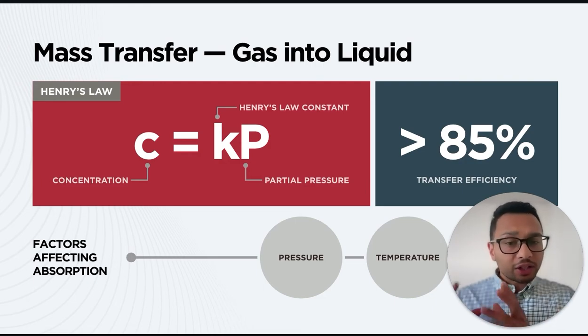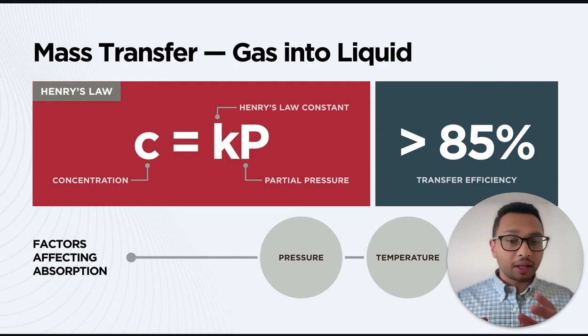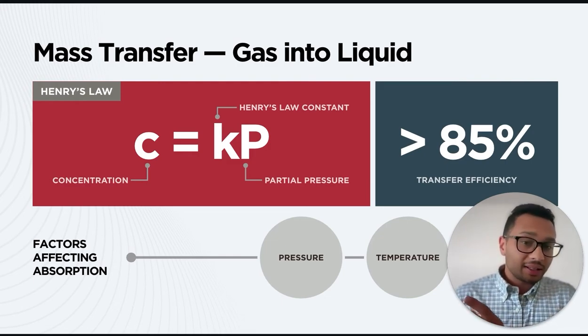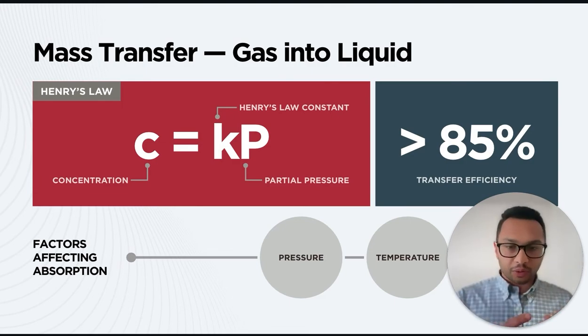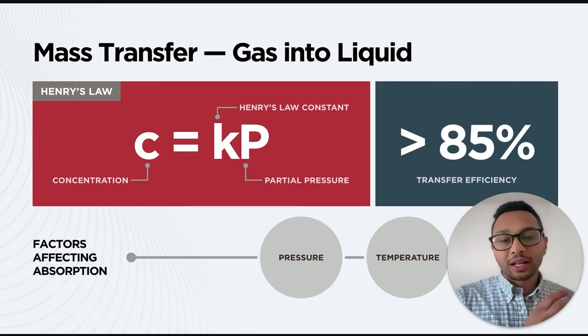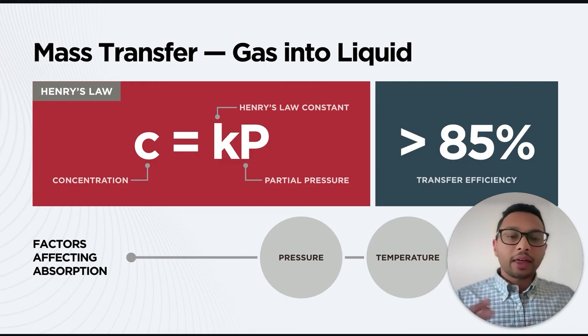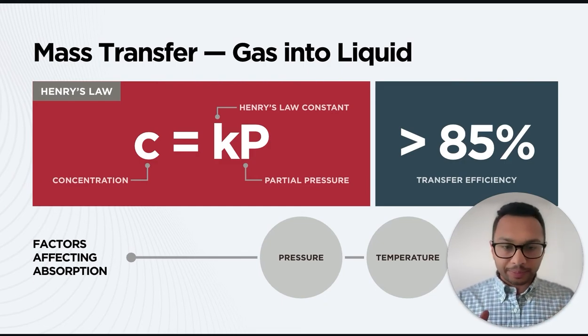Mass transfer, or the transfer efficiency, depends on a few factors. One is the bubble size: the smaller the bubble size, the larger the surface area for absorption. Another is the contact time, so you have enough residence time for the gas to actually dissolve and react. And then turbulence and pressure, which helps drive the gas into the solution.